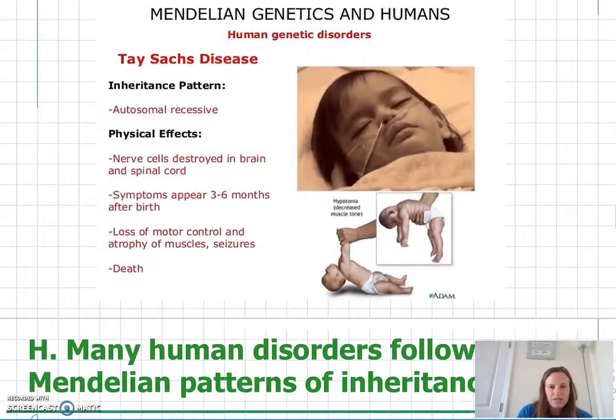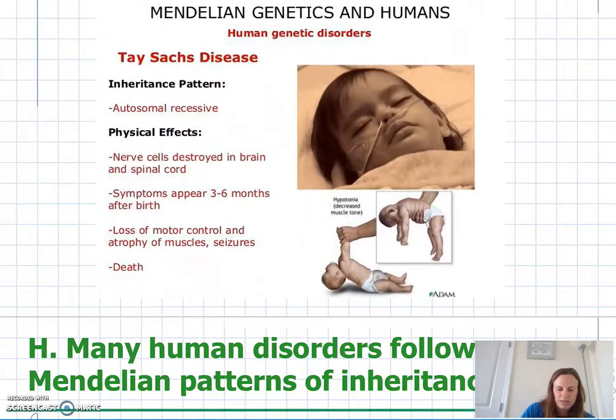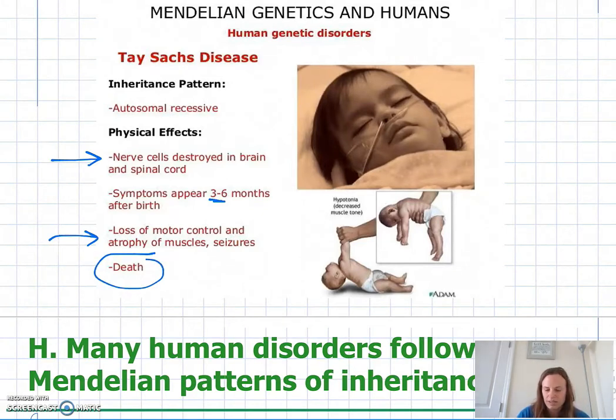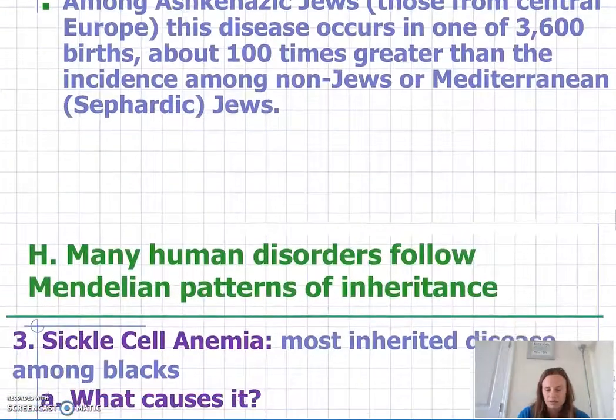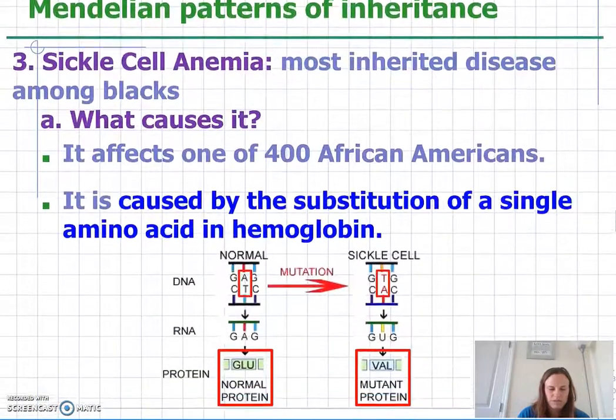So, the physical effects: nerve cells are destroyed in the brain and the spinal cord. Because of that, there's loss of motor control, atrophy of muscles, and seizures, where these symptoms start appearing 3 to 6 months after birth, and ultimately and unfortunately, it leads to death. So inevitably, the child dies, unfortunately, after a few years.